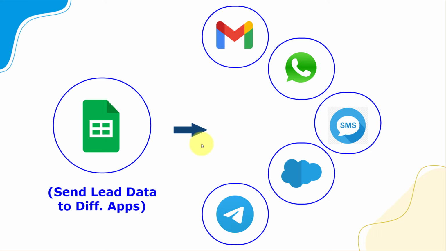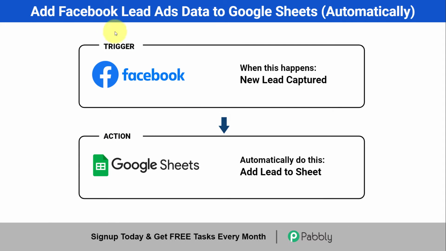Now I will give you a quick live example of how this integration is possible and how it will help you add your Facebook lead ad data to Google Sheets automatically. Facebook lead ad and Google Sheets are two different applications and there is no direct connection. So with the help of Pabbly Connect, firstly I am going to build the connection between these applications so that whenever a new lead is captured via the Facebook lead ad form, the same lead data will be added automatically and instantly to Google Sheets.